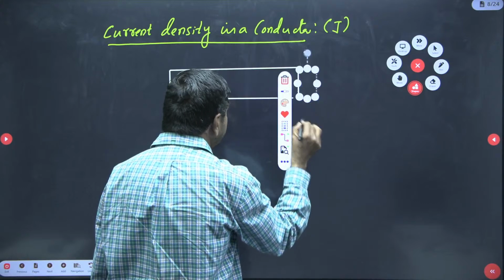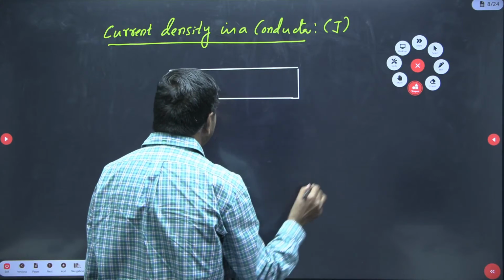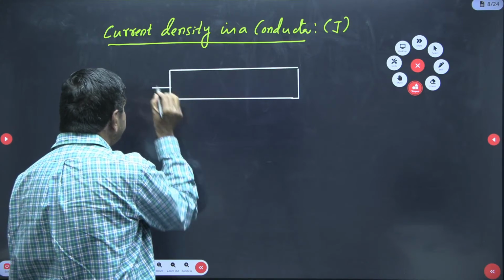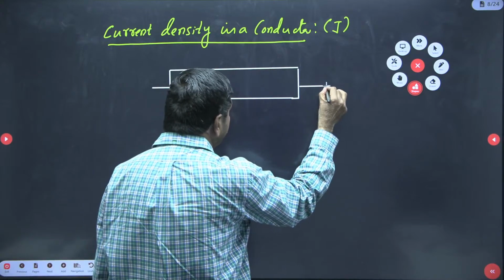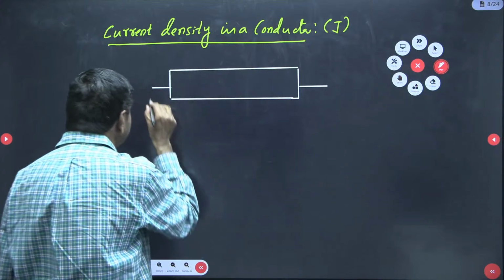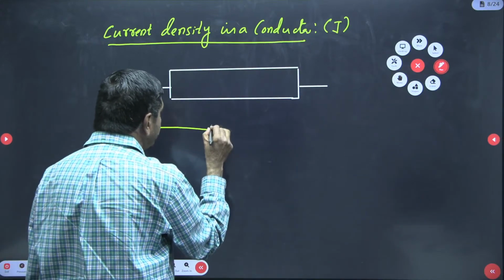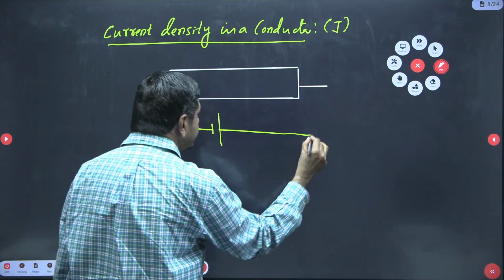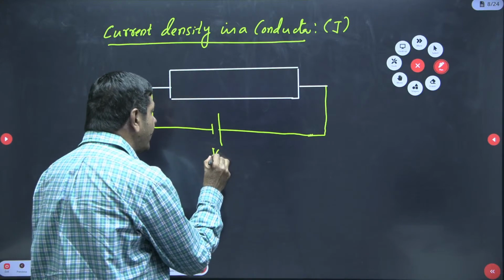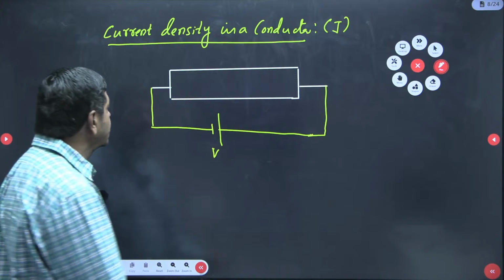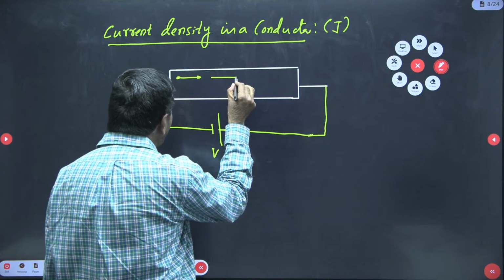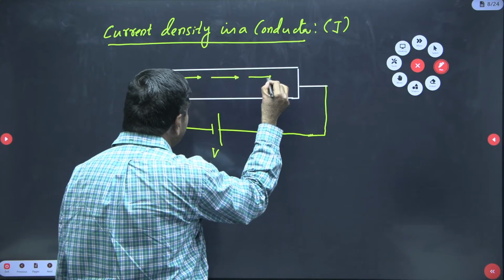The conductor I selected here is connected to an external supply. There is a battery here like this. Because of the connection of the supply, just now explained, all the electrons are going to have a uniform or straight path. Electrons will try to move in this direction.